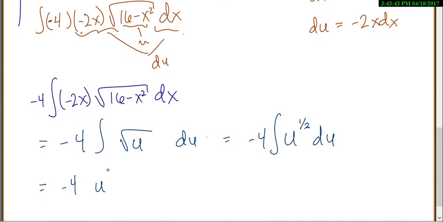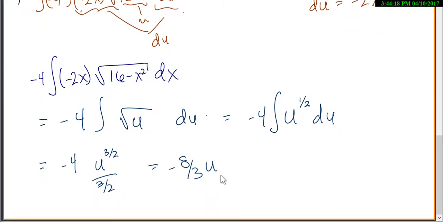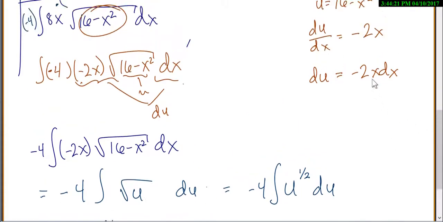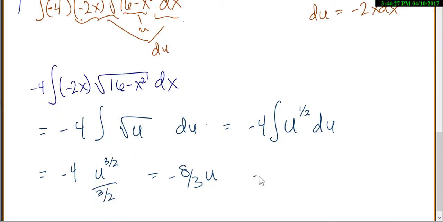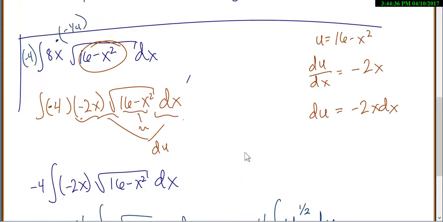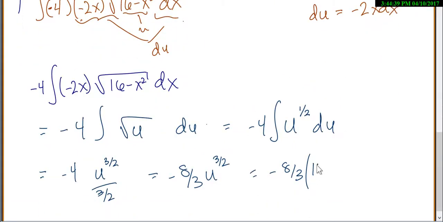We'll take our u, raise the power by 1. So 1/2 plus 1 is 3/2, and divide by your new power. Let's see, so negative 4 divided by 3/2 is negative 8/3 u. There's two ways you can do it. You can find your new u limits, but sometimes it's easier for me to just go ahead and plug our x's back in. So this is going to be negative 8/3, and instead of a u, let's put our x's. Oh, sorry, u to the 3/2, somehow I dropped that power. So we'll have 16 minus x squared to the power of 3/2.